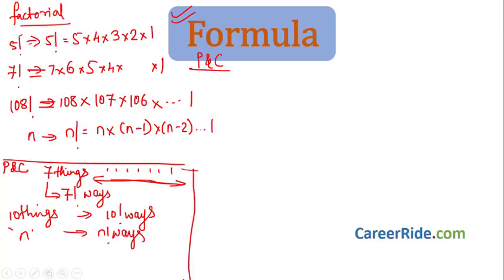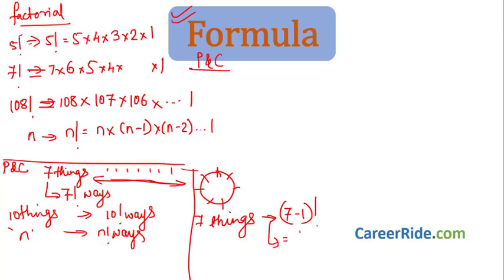Now instead of a single line, we want to arrange them in a circular pattern, or in a circle. That means we have to arrange the 7 things 1 2 3 4 5 6 and 7 in a circle. Then we can arrange them in simply 7 minus 1 factorial ways, that is nothing but 6 factorial ways.